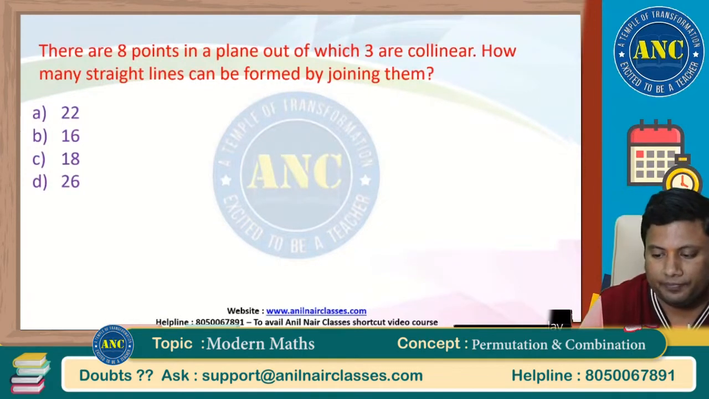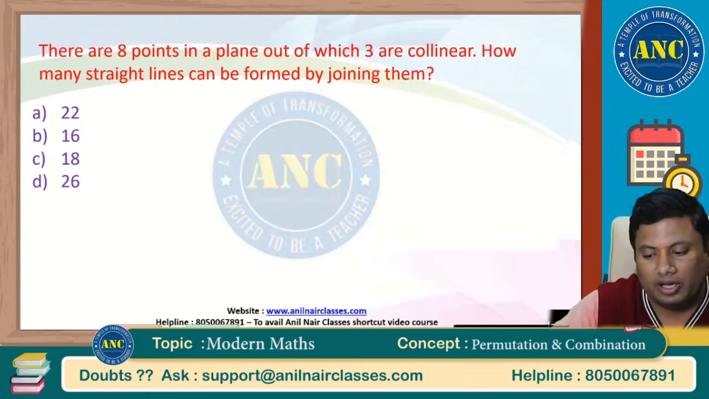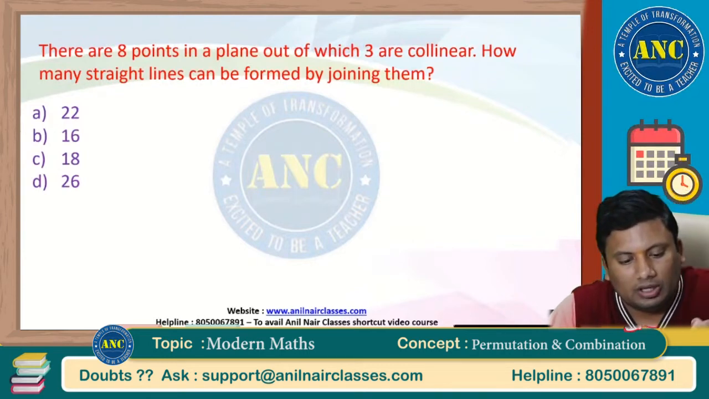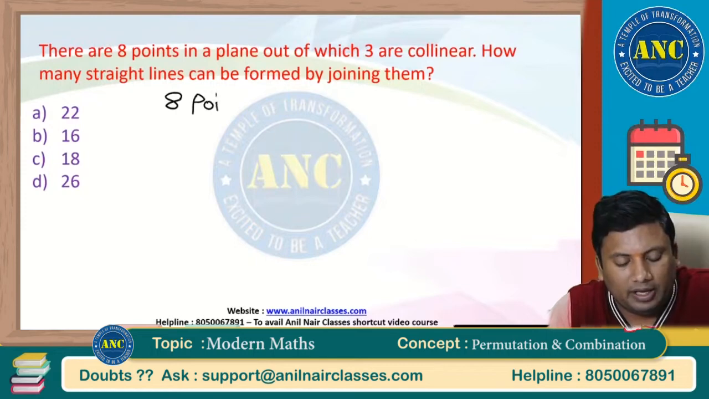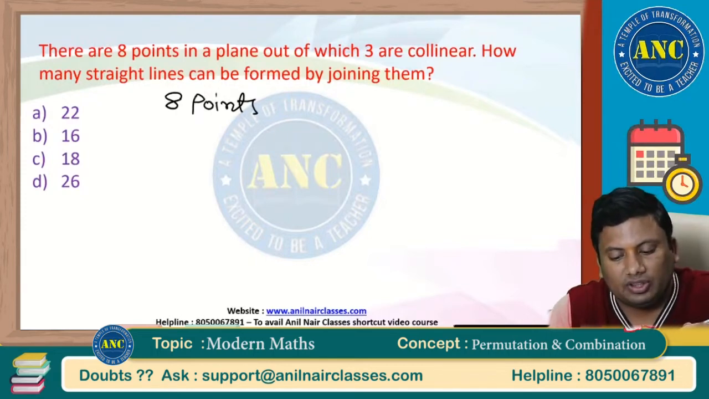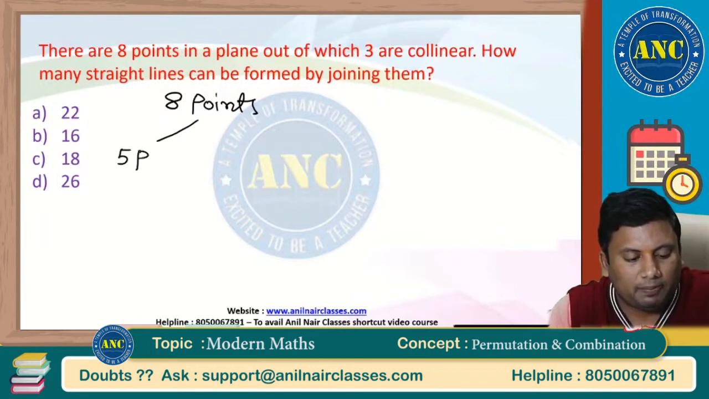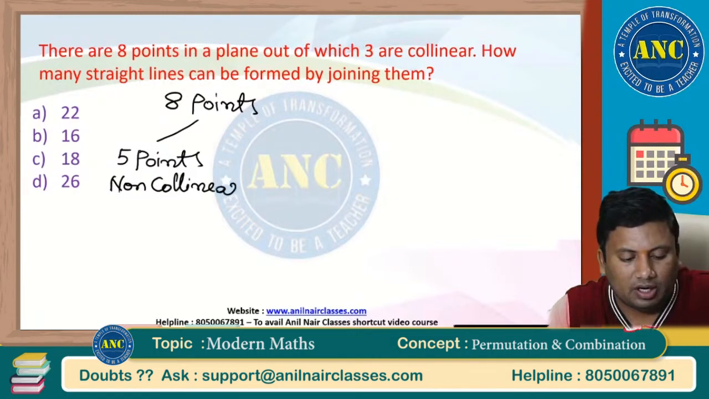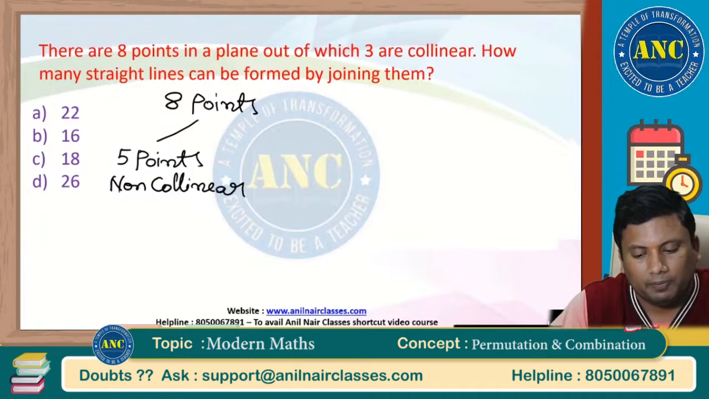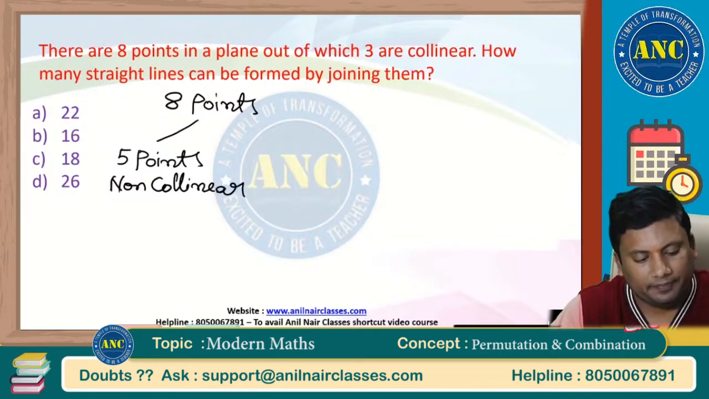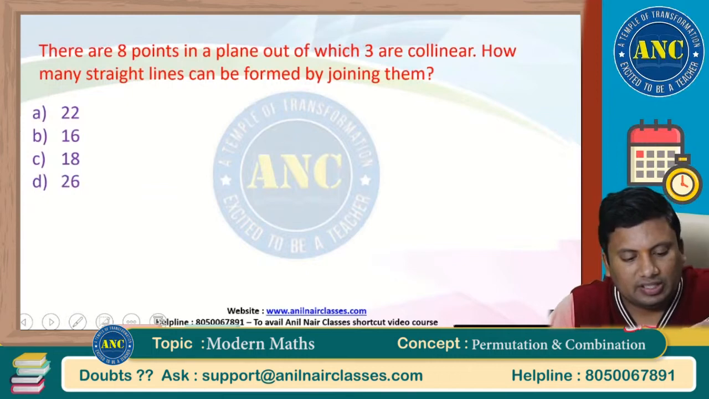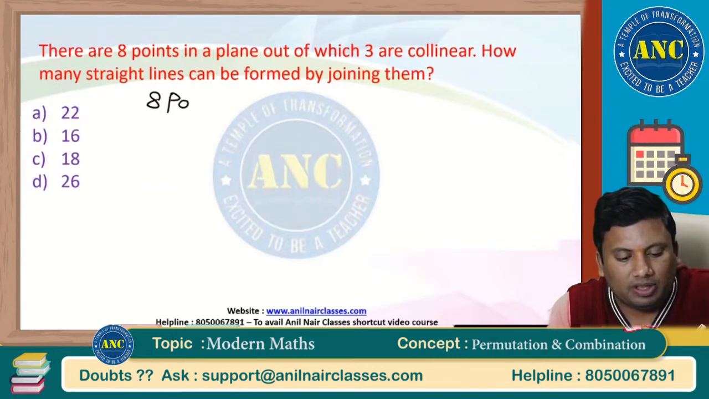Now see here. There are total 8 points in a plane, out of which 3 are collinear. That means 5 points are not collinear. Now, one minute, sir. If 8 points are there, forget about this condition.